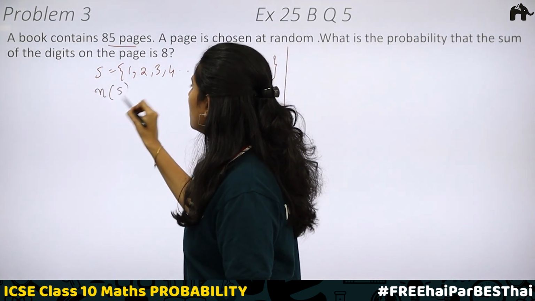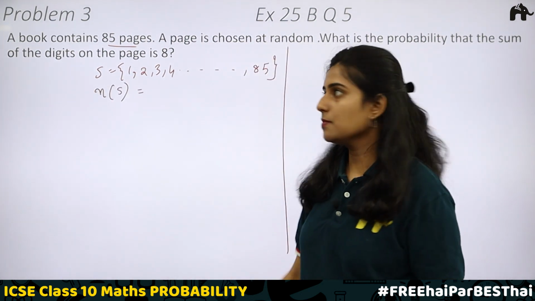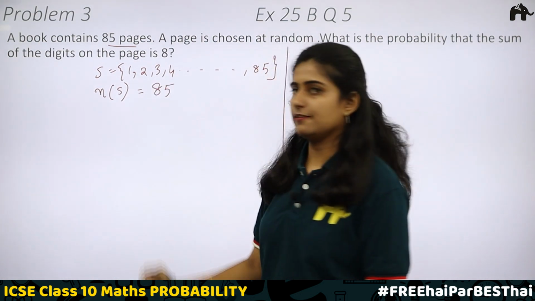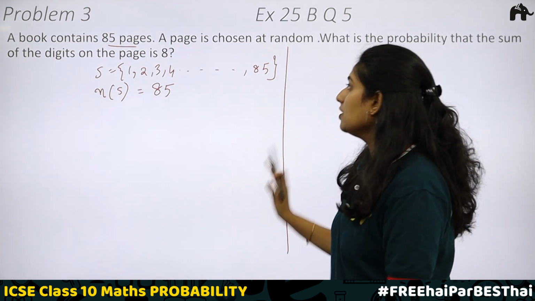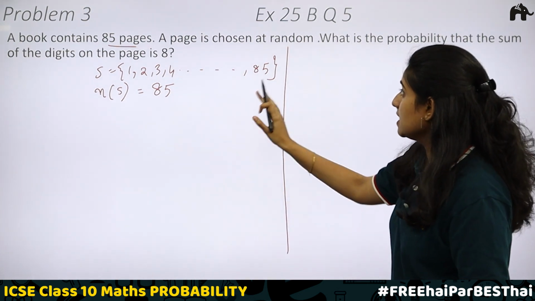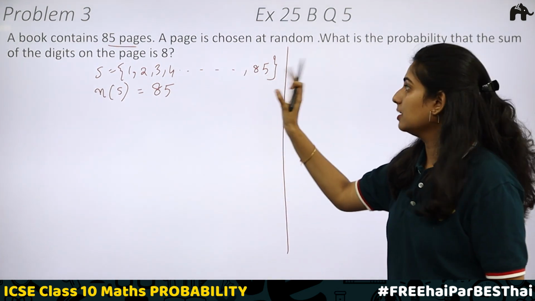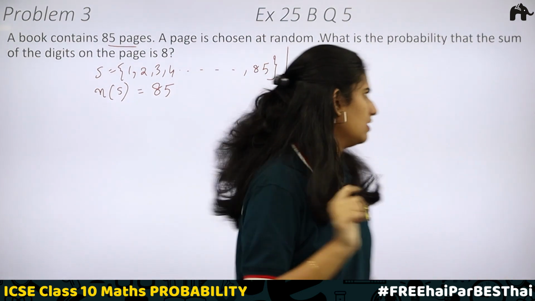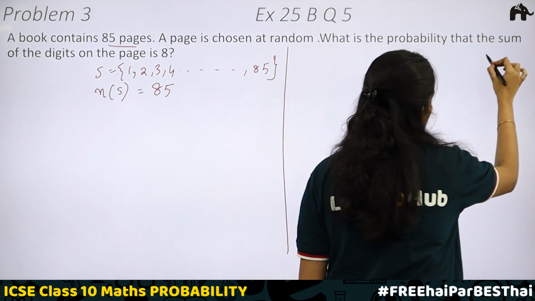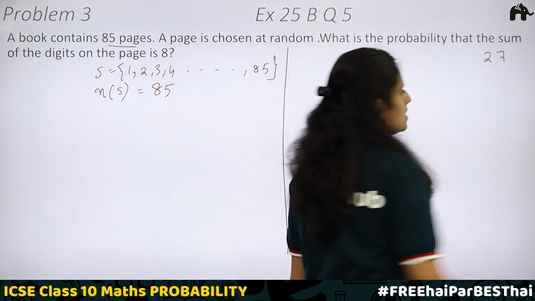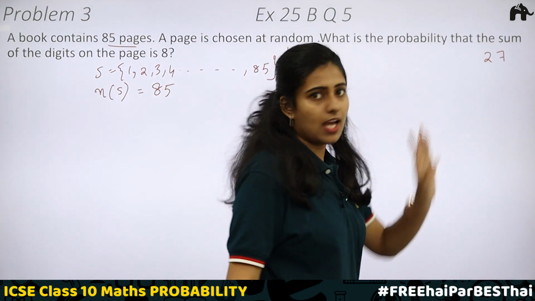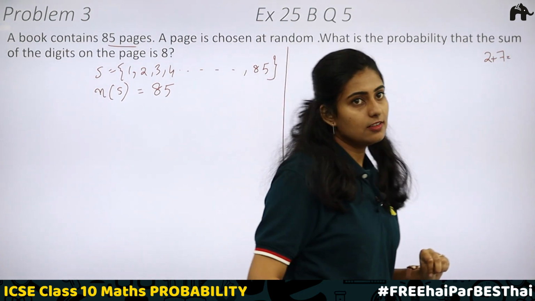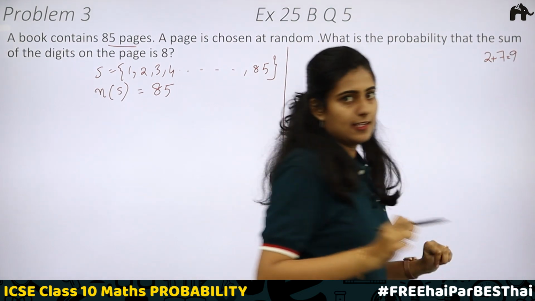Now, the total number of outcomes. What is the total number of outcomes? There are 85 pages. Total number of outcomes will be equal to 85. Okay. Now, we need the event. The event is the sum of the digits on the page number will be equal to 8. For example, if you select page number 27, what is the sum of the digits? 2 and 7 are the digits. Sum of digits 2 plus 7 will be equal to 9. Okay. We need to get 8.